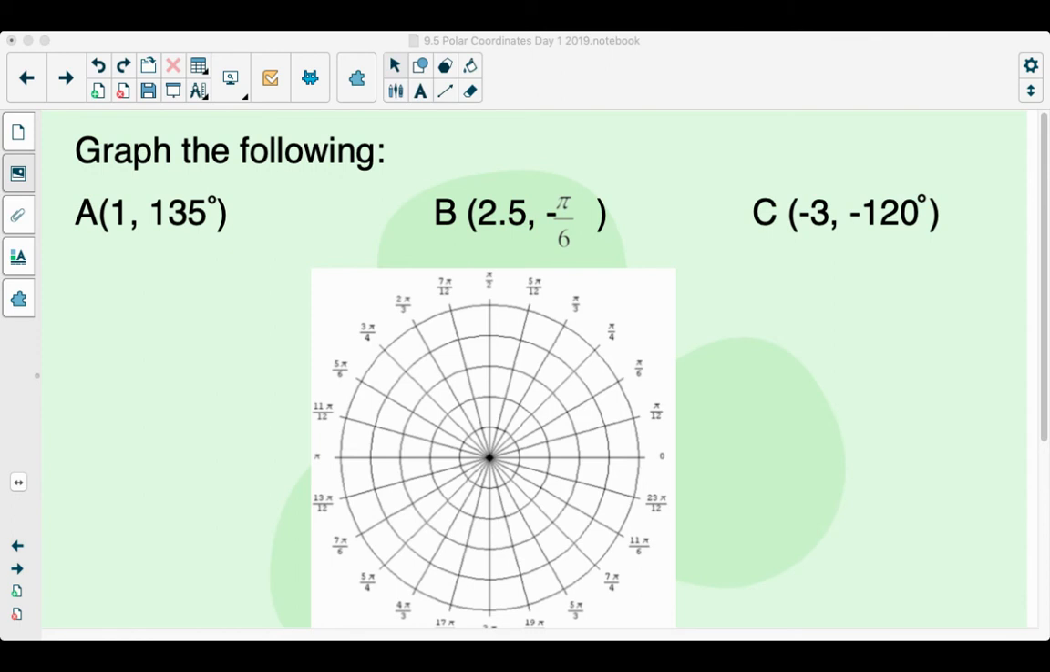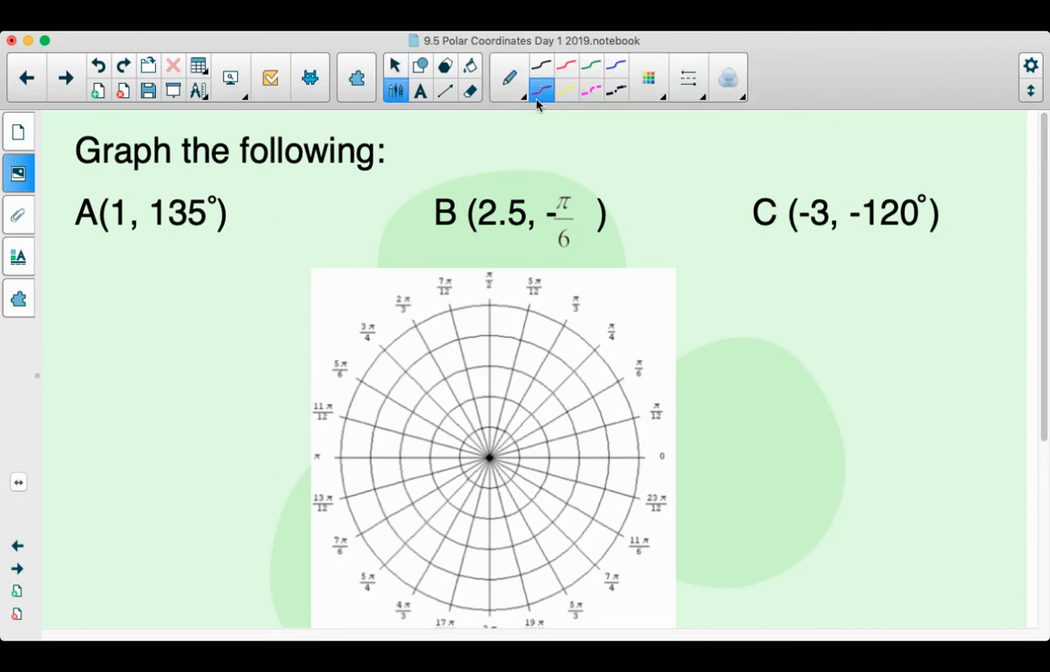And take a look at that. So the points that you should have plotted, 135 is 3 pi fourths. So we're going 1 unit out in that direction. So I'm going to label that A. Then 2.5 and a negative pi 6. And we didn't specifically talk about this yet, but we have talked about this many times. If I have a negative angle, that means I'm going in the clockwise direction.